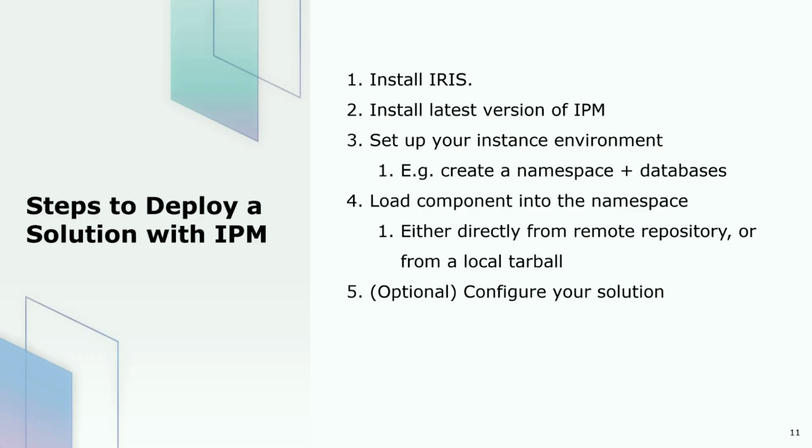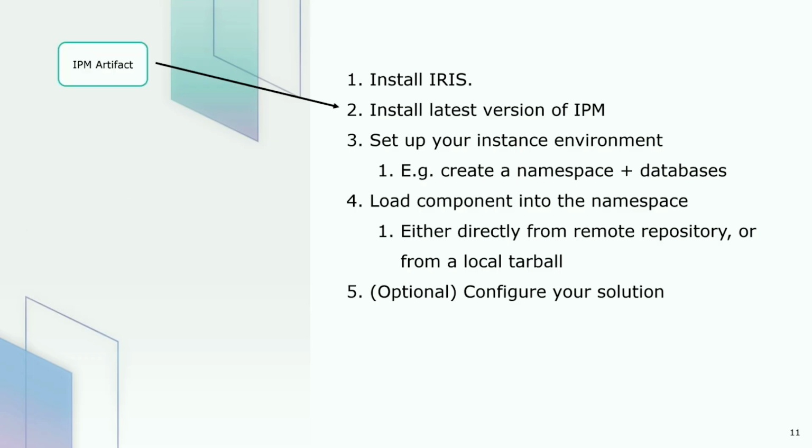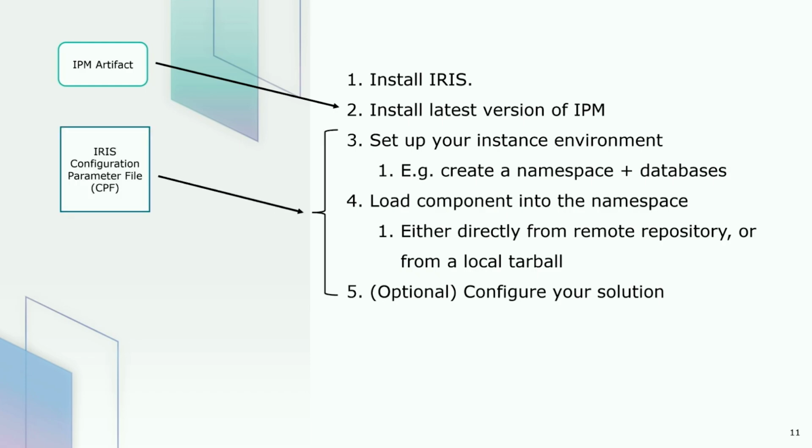So I'm getting a little bit ahead of myself because I'd also like to give you an overview of the files involved in a deployment. First, you need the IPM artifact. That's that XML file that I just loaded onto the instance. Second, you can create a configuration parameter file with any instance setup. That might be creating a namespace and a database into which you would load an application. That could be creating roles and resources, granting SQL privileges, anything that you need to set up your instance. And then you would run an IPM load or install command to actually load your component into the namespace you've created.